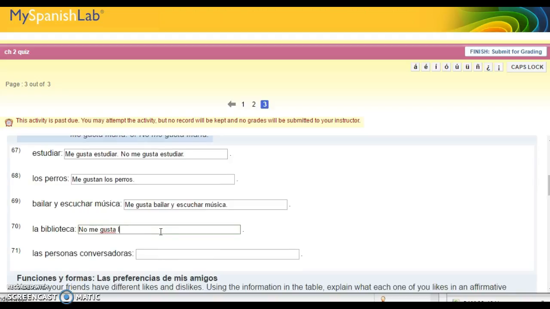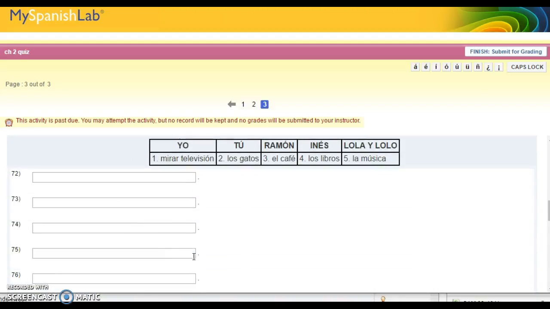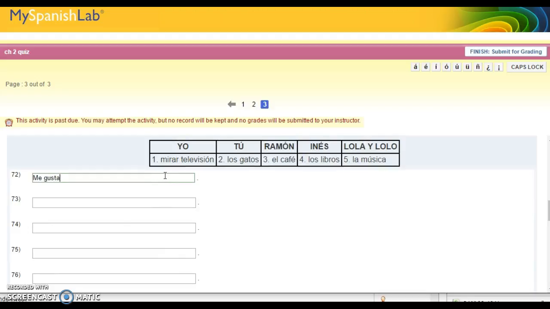No me gusta la biblioteca. Me gustan las personas conversadoras. And it's gustan because personas is plural. Okay. And here, you have the prompt there. And write sentence, me gusta mirar televisión. ¿Te gustan los gatos? Gustan because gatos is plural.